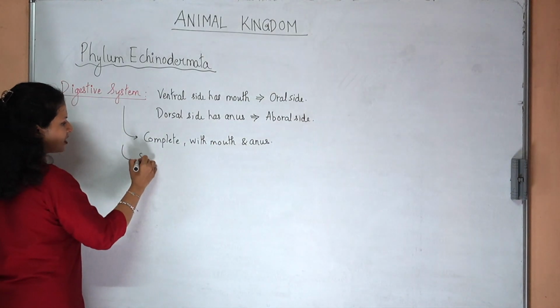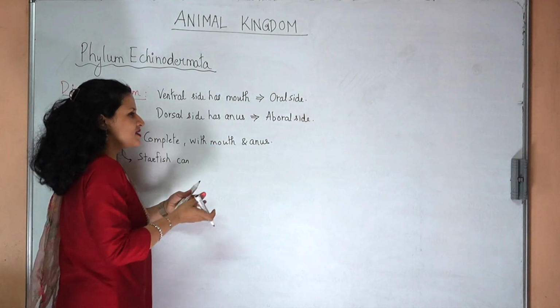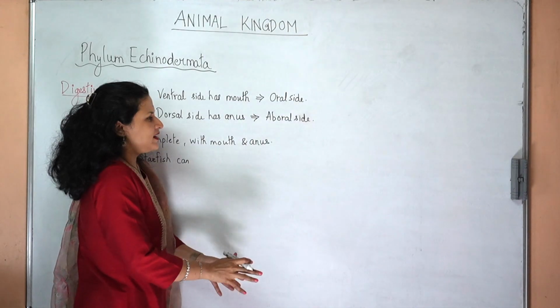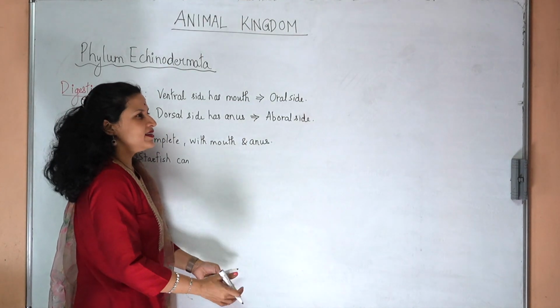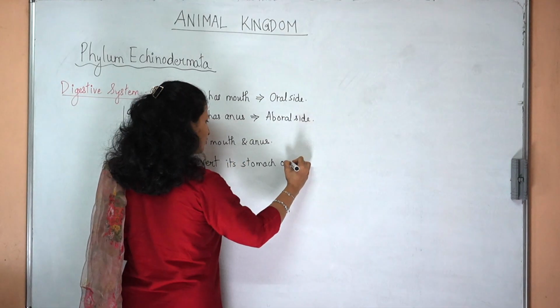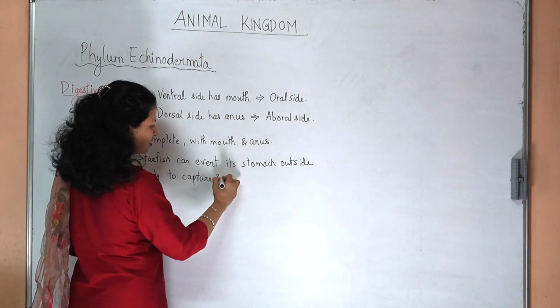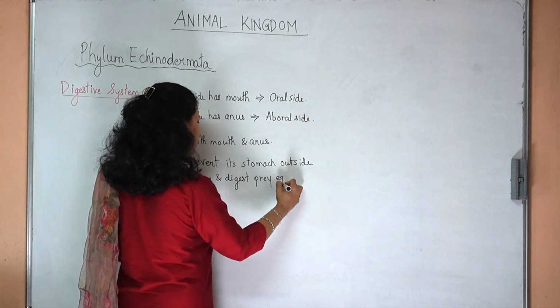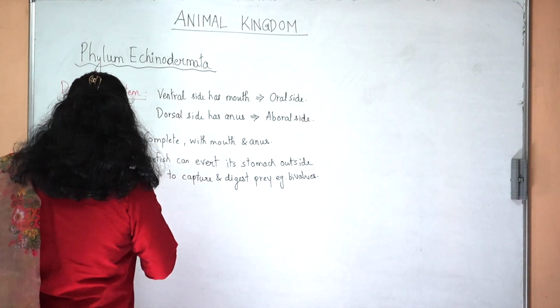Did you know that the starfish can evert its stomach outside the body and digest the prey outside the body and then take it in? It can evert its stomach outside the body to capture and digest prey, for example, bivalves. Next we talk about the circulatory system.